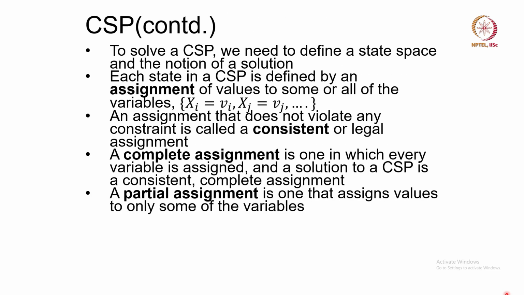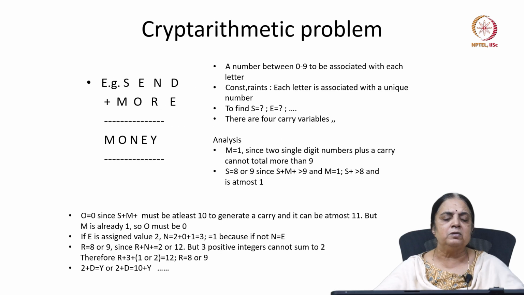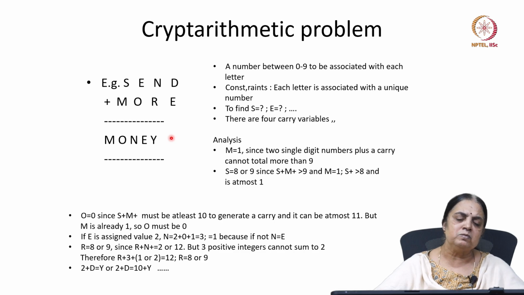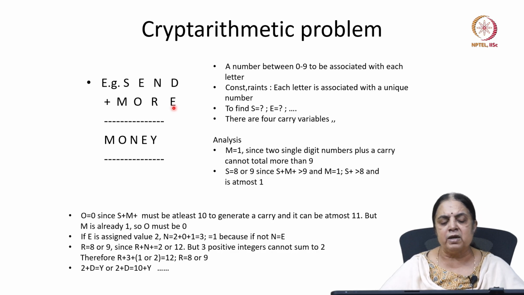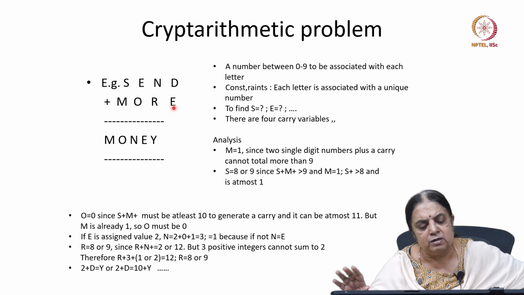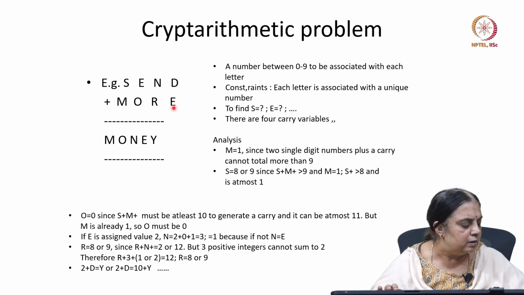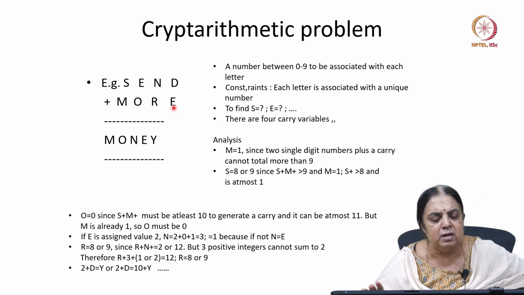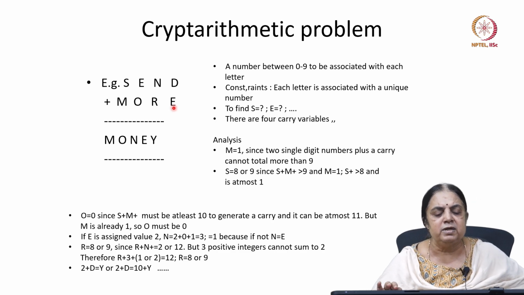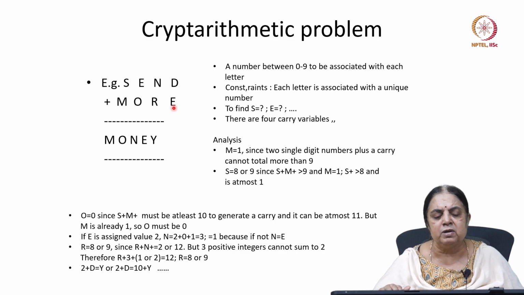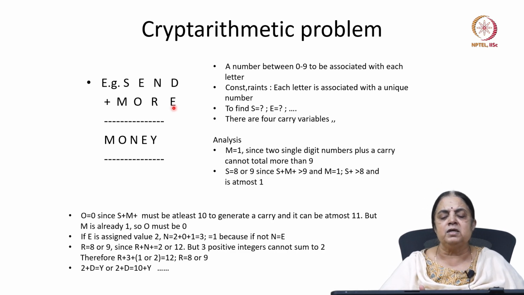Okay, an example is, like I said, the cryptarithmetic problem. So in the cryptarithmetic problem, you have constraints like each letter should be associated with a number. But it should be unique, right? So each letter should have a unique number associated with it, and there will also be a range in which these numbers should be, etc.